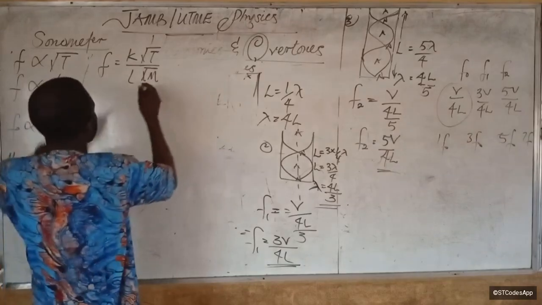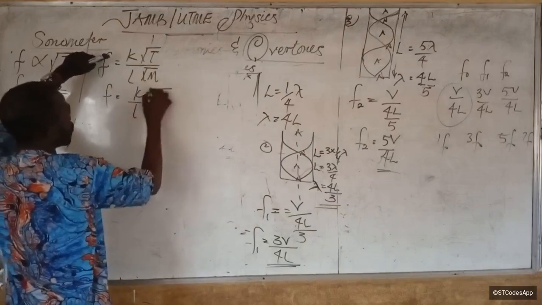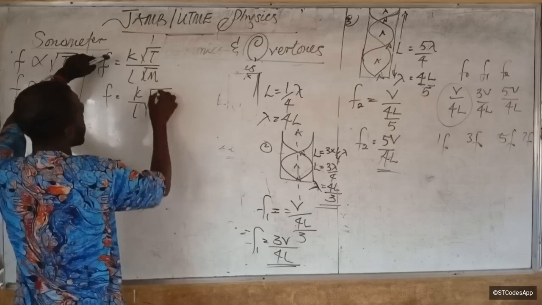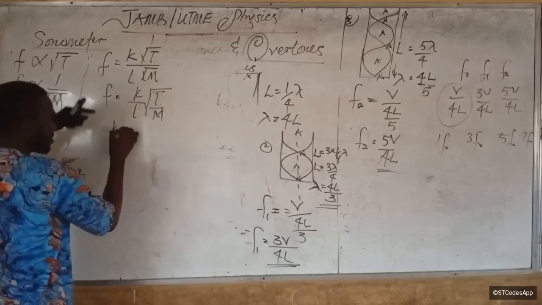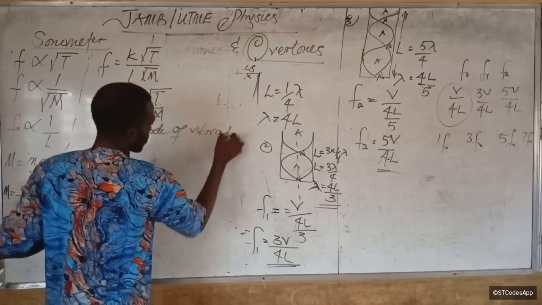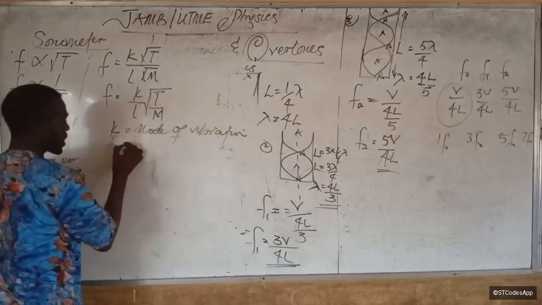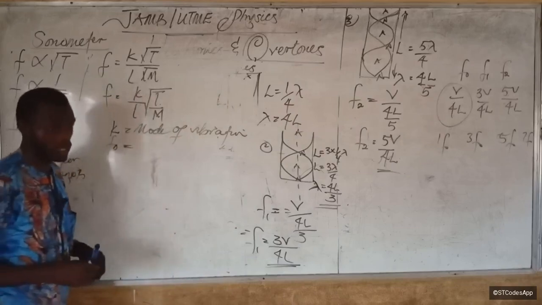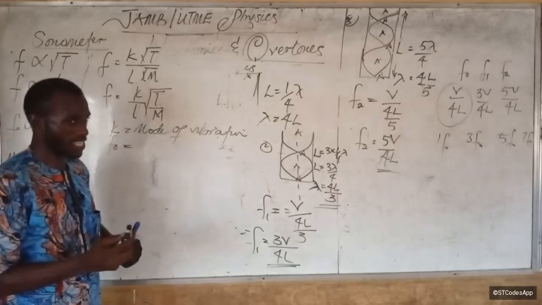All right. So in this case, F therefore will be equal to K over L root T over M. Now, this K is dependent on the mode of vibration. Keep this in mind, because what confuses students is that they use the right formula but do not get the answer correctly.